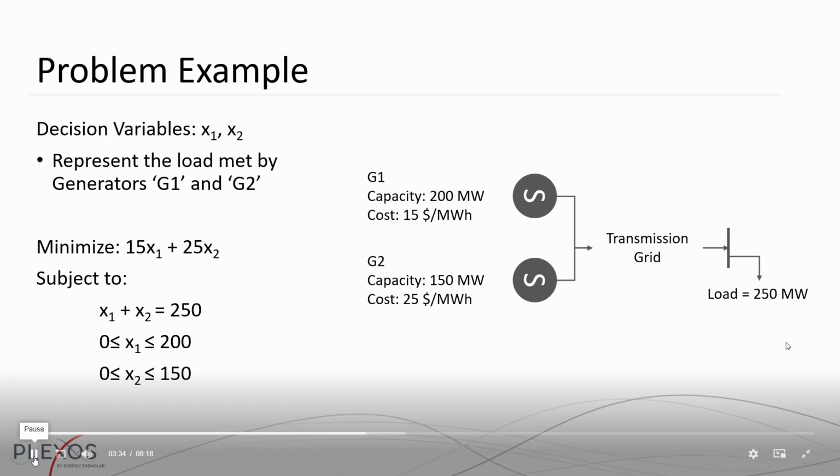Now our objective function is subject to a set of constraints. These include the energy balancing equation, that the generation of G1 and G2 should meet the load of 250 megawatts, and the technical limitations of the 2 generators. Each generator has a max capacity defined, so in our simple setup, we have G1's load can be between 0 and 200 megawatts, G2's load can be between 0 and 150 megawatts. This is our problem formulation. Let's consider this pictorially.